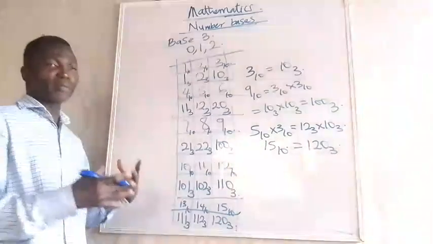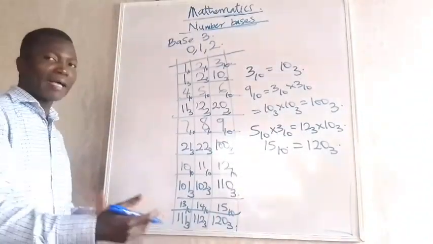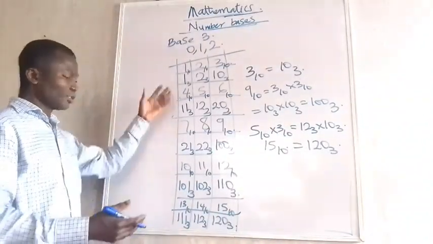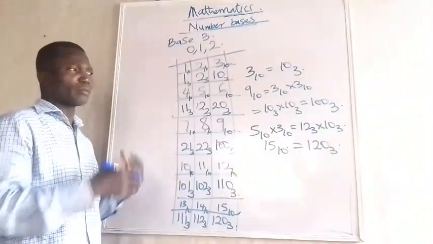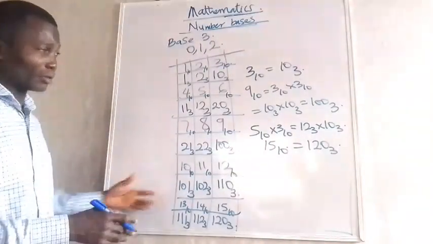So I would like you to form this table for different number bases, like 5, 6, 7, 8, 9, 10. Do it for as long as possible, and you will see. The conversion from one base to another will become easy and fun to you, but there is a system we are going to get there.